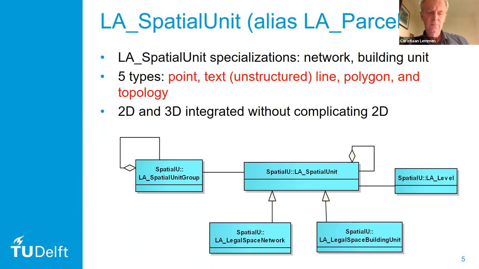Looking at the spatial part, the key class is LA Spatial Unit, and it has a number of specializations. Legal space building units and legal space network for utility networks. And there are different types of geometric representations possible with a single point, with text, unstructured lines, polygons, or topology. And already in version 1, 2D and 3D are possible.